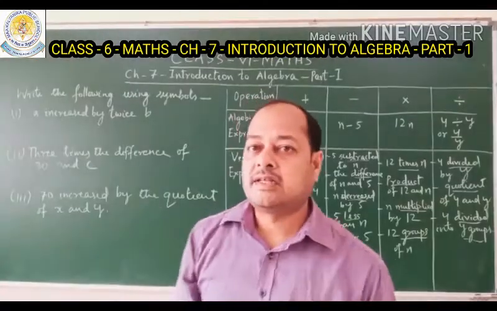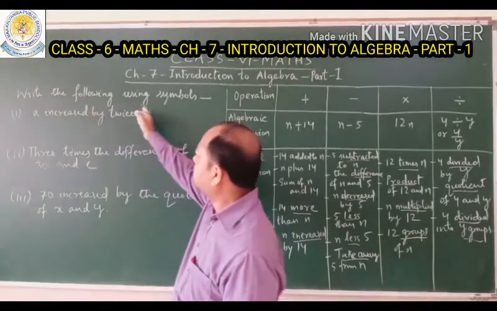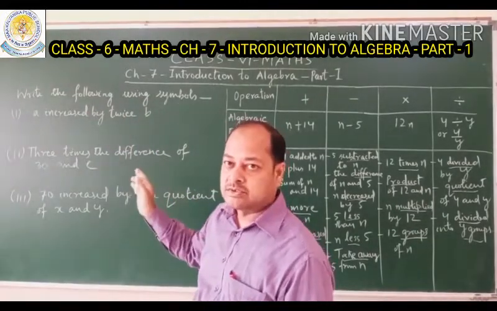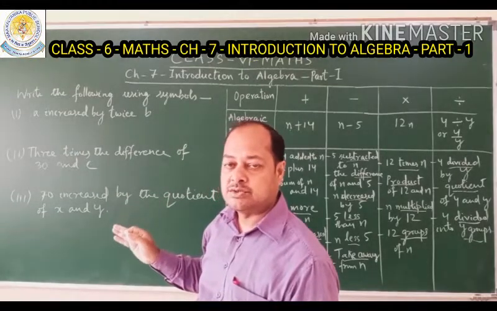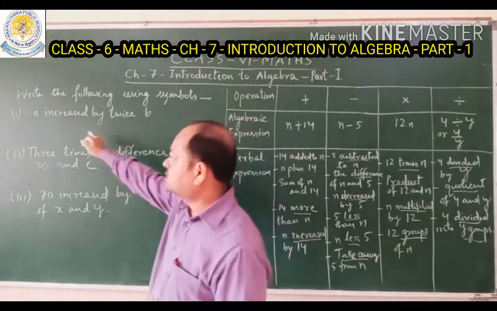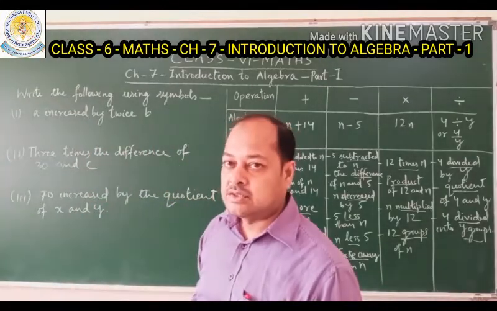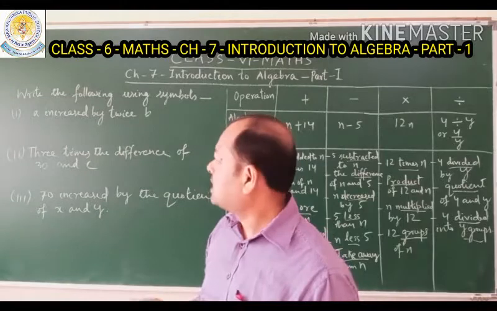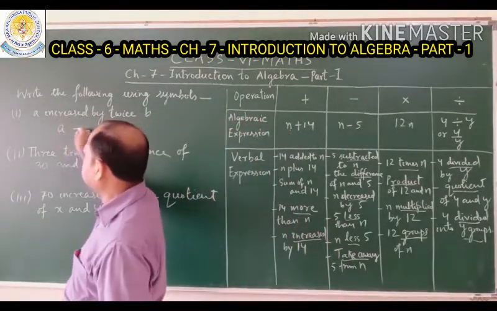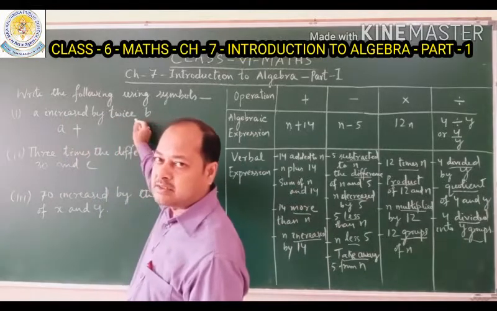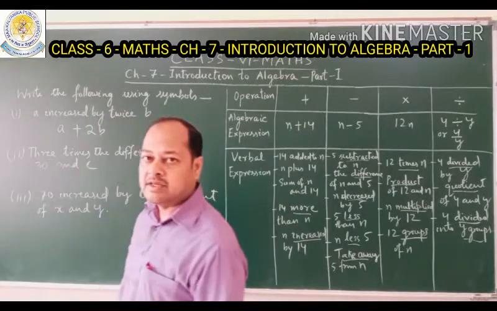Okay? Let's see these examples. The question says: write the following using symbols. We have to use the mathematical or arithmetical symbols, that is plus, minus, into and division. So here the first question, a increased by twice b. A increased means plus, and twice means how much? Multiply. So use the symbol: a increased means plus, twice of b means 2 into b, that is 2b.